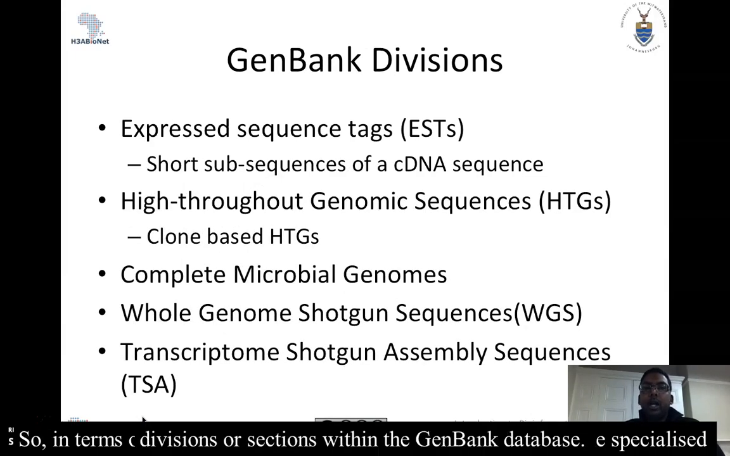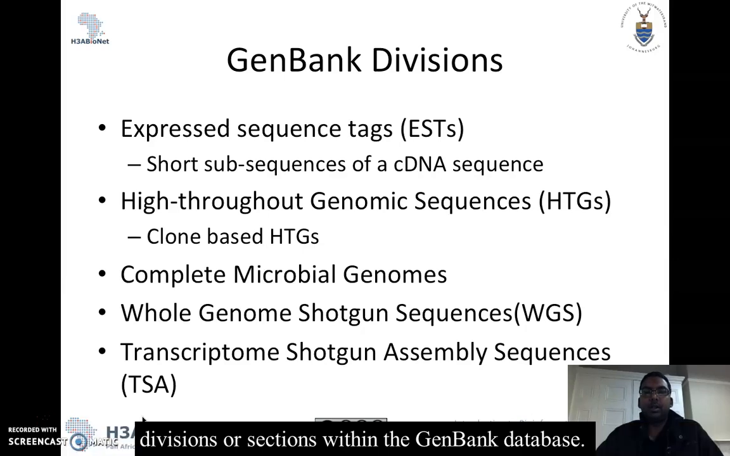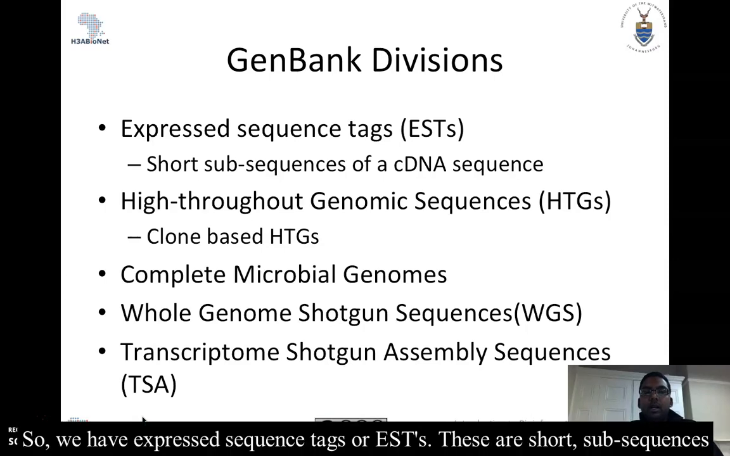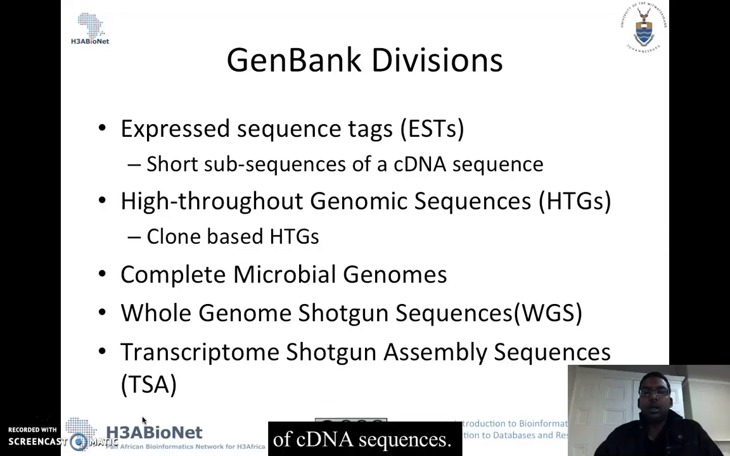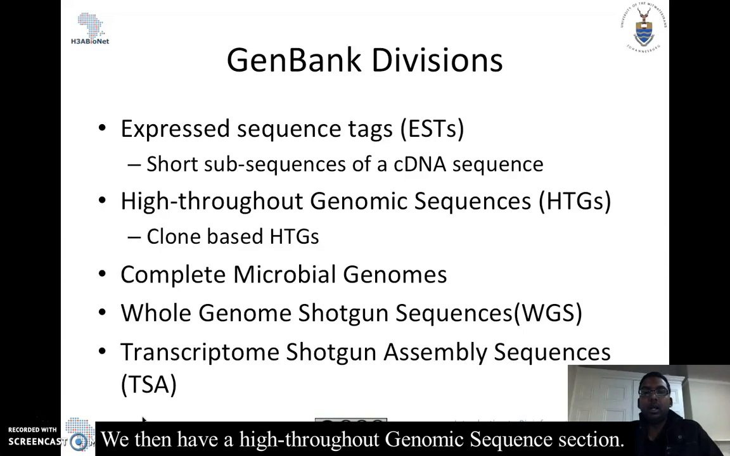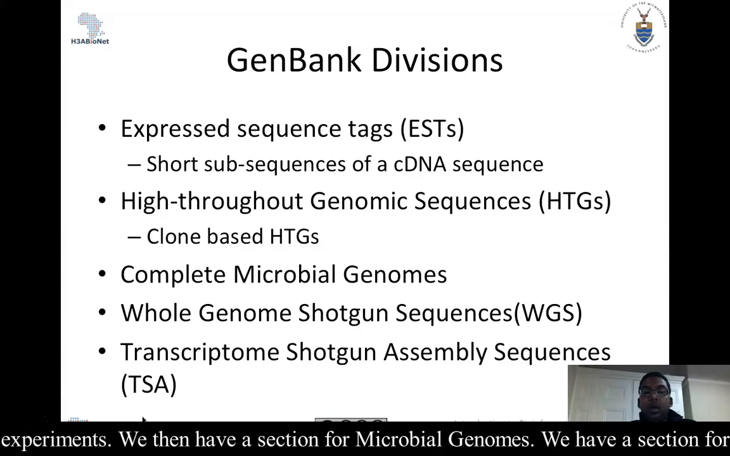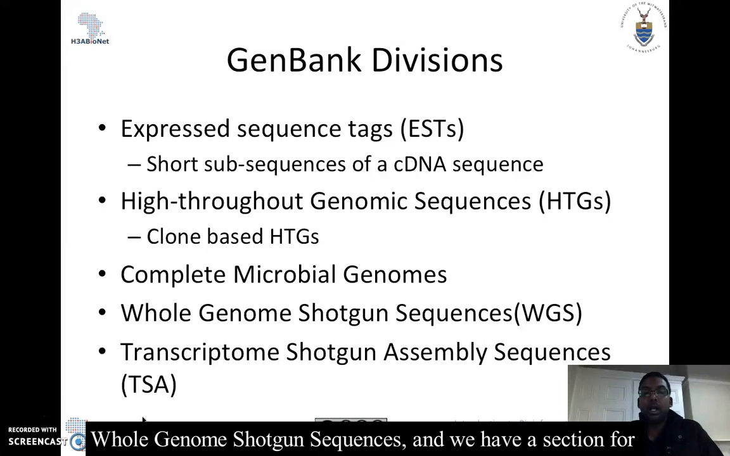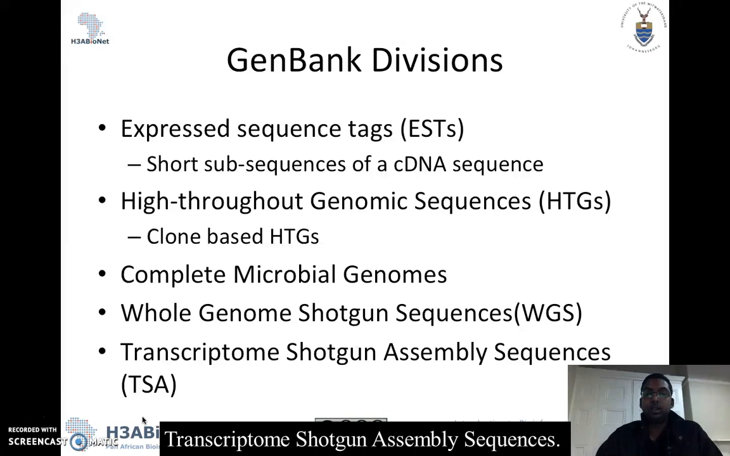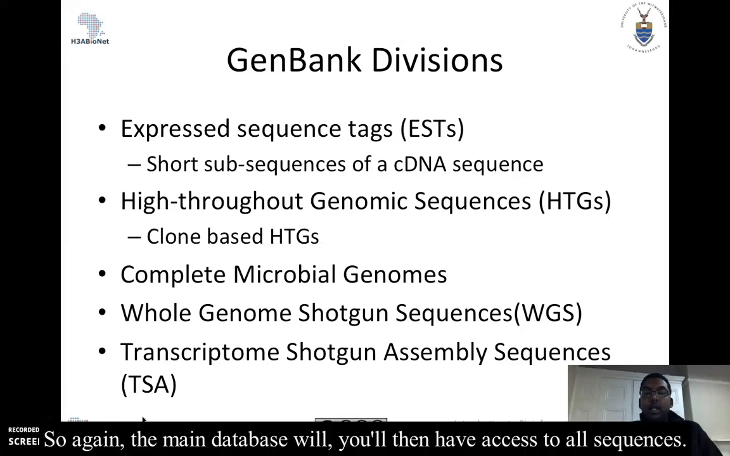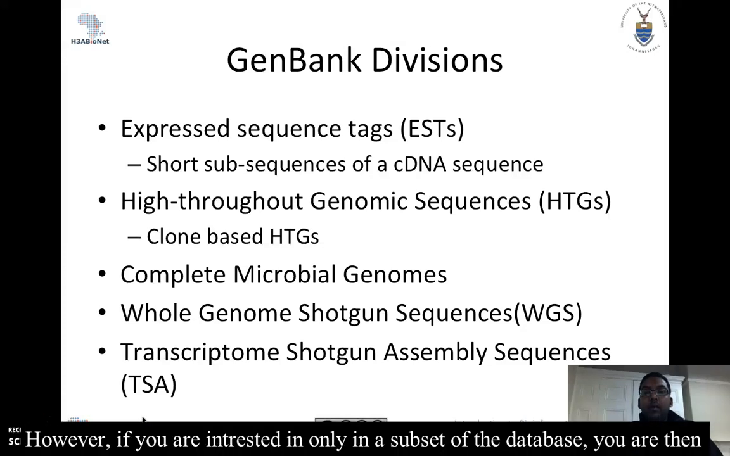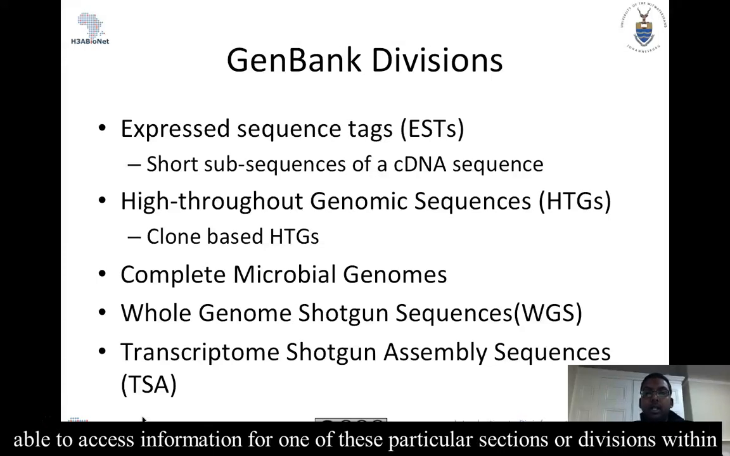In terms of the divisions within GenBank, these are some of the specialized sections within the database. We have expressed sequence tags, or ESTs. These are short subsequences of cDNA sequences. We then have a high throughput genomic sequence section, and these contain sequences from clone-based high throughput genomic sequence experiments. We then have a section for microbial genomes, a section for whole genome shotgun sequences, and a section for transcriptome shotgun assembly sequences. Again, in the main database you will have access to all sequences. However, if you are interested only in a subset of the database, you are able to access information from one of these particular sections or divisions within GenBank.